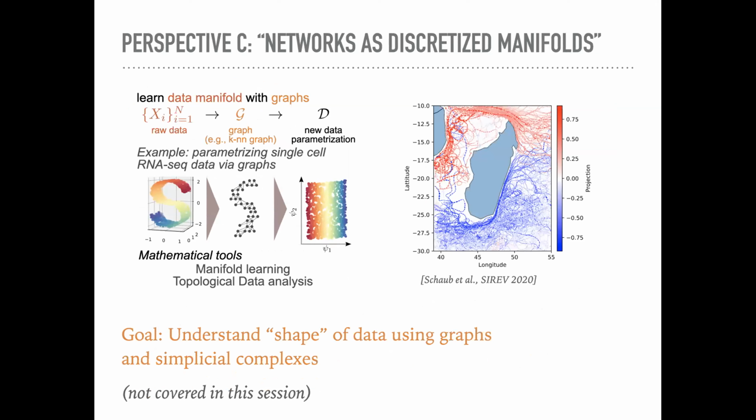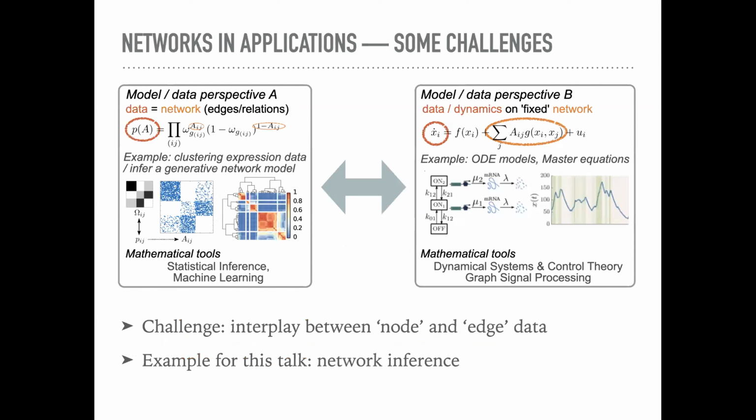But here's a third one that I thought I'd briefly mention. If you do topological data analysis, for example, what you often start with is some sort of space in which you have data, and you construct a graph based on that data. For example, you can construct k-nearest neighbors graphs and so on. Now what you want to understand is the shape of the data using graphs, or maybe simplicial complexes. So as you can see, there's a range of different perspectives on this. Let's see what we can say about the first two in this workshop.